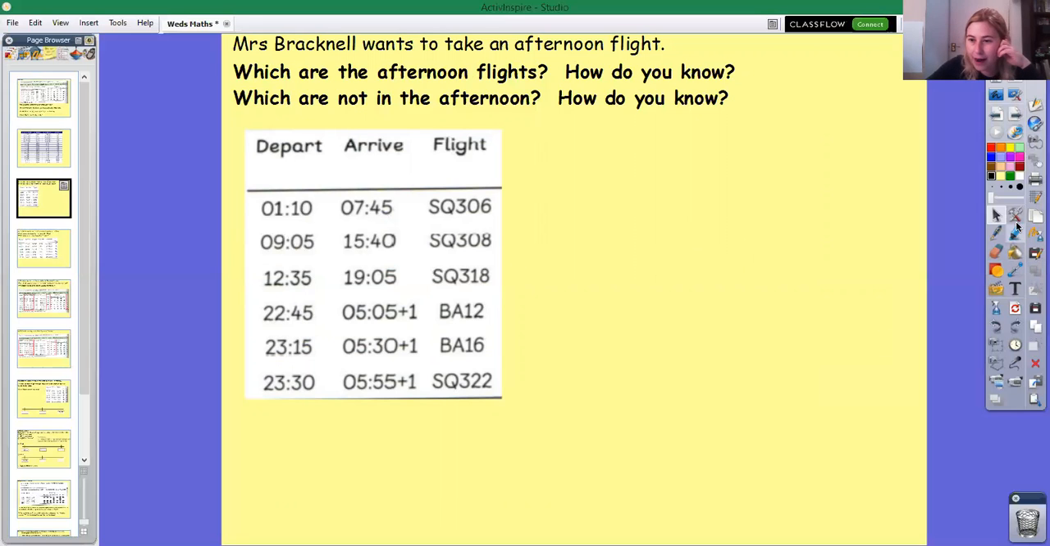So if I kind of highlight the afternoon times, I know 1:10, that's 1 in the morning, so that's not afternoon, and that's 5 minutes past 9 in the morning. This is past 12, this is past midnight, so this is an afternoon time. And then this one is 22:45, so that's 45 minutes past 10 at night. And then the other ones are even later, so they're night times. So the only flight that Mrs. Bracknell could take if she wants an afternoon flight is the SQ318, which departs at 12:35. So all of the other flights are not in the afternoon. We've got 2 in the morning and then 3 at night. So let's go to the next question.